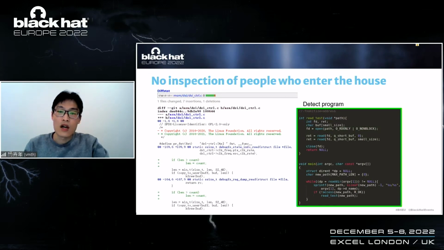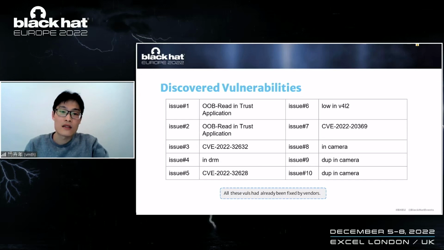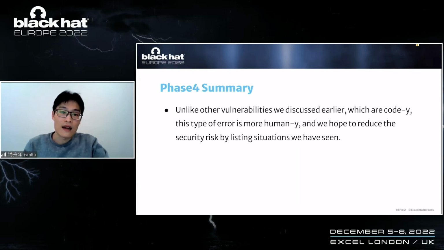This is a problem that Qualcomm has fixed. I think this problem is that a function does not use the parameters passed in by the user. Through the red program, we found over 10 similar problems. And here are some of the problems we found with these models. We can use CodeQL or Weggli to help us scan for such problems. And different models are suitable for different cores. Unlike other vulnerabilities we discussed earlier, which are coded, this type of error is more common, and we hope to reduce the attack surface by these situations we have seen.